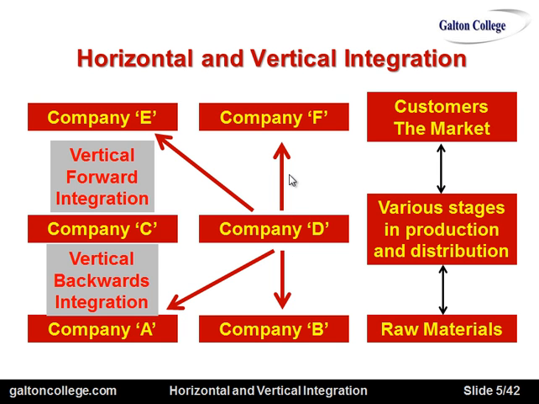So vertical forward integration means the business is moving closer to the customers. Vertical backwards integration means it's starting to supply the raw materials, and it has procured the raw materials. So there are different ways in which the business may move. Vertical forward, vertical backwards. D can go to E, which is vertical forward, or D can go to A, vertical backwards.